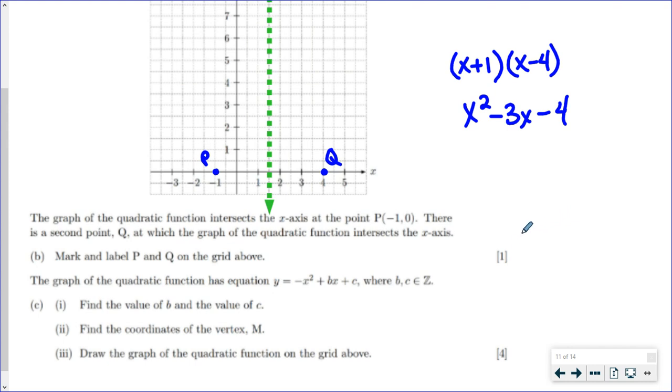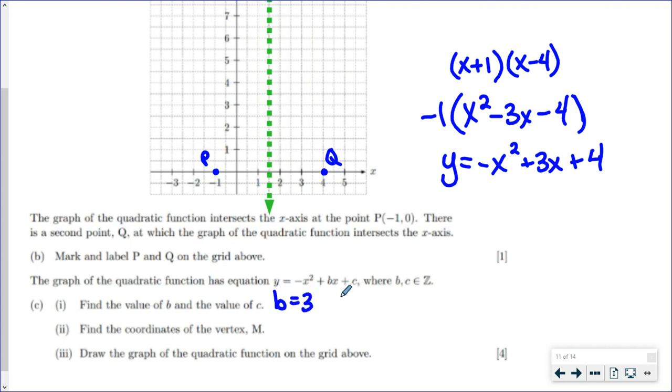All right. But I know that my leading coefficient is negative. So just multiply this whole thing by -1, or just distribute a negative to the whole thing. So that'll give me y is equal to negative x squared plus 3x plus 4. Bada boom. Done. All right, so we know that my b is 3 and that c is 4.